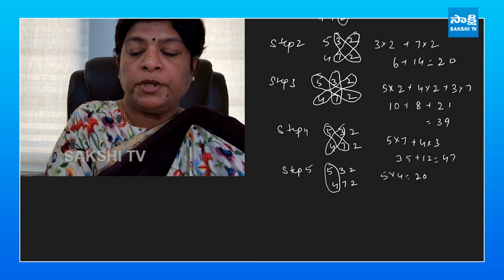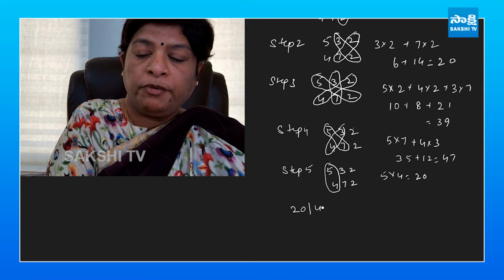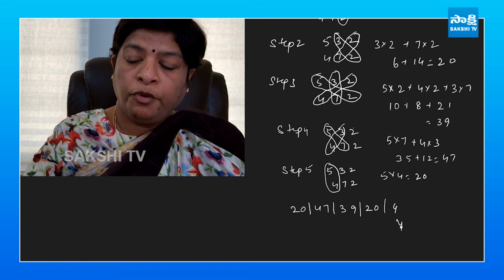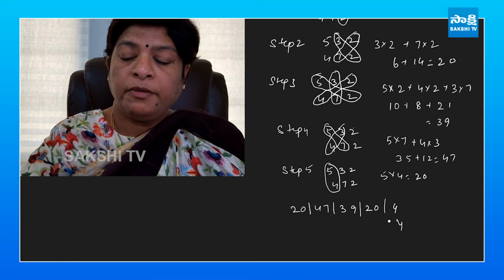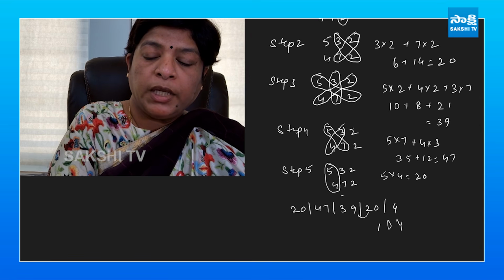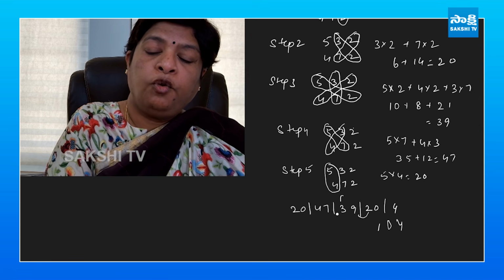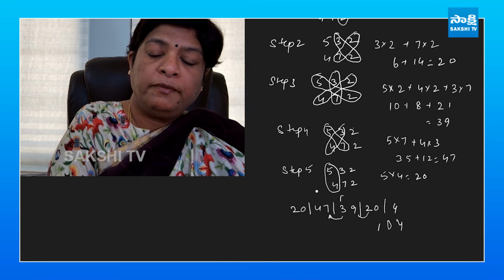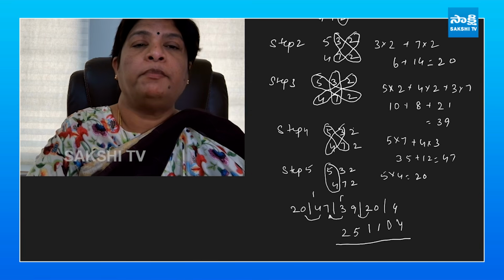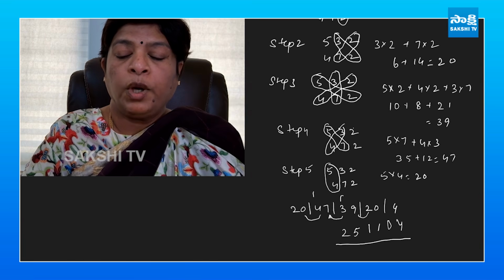Now let's arrange all the numbers in the order 20 followed by 47 followed by 39, 20 and then 4. So we apply the balancing technique. 4 we drop as a part of the final answer. 2 we are going to add to the 9. So 1 and 1 carry. 1 plus 3 is 4. 4 plus 7, 11. So carry 1, drop 1. 1 plus 4 is 5. 5 plus 0 is 5 again, and then 2. So the final answer for this product is 251104.